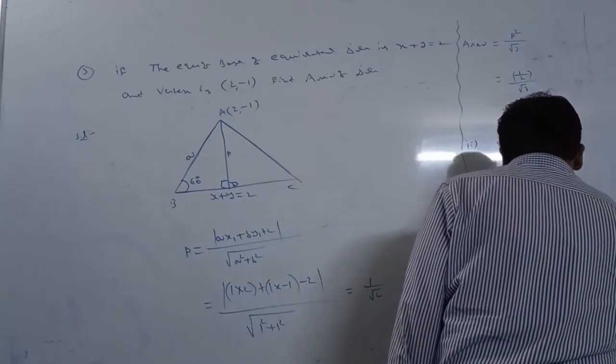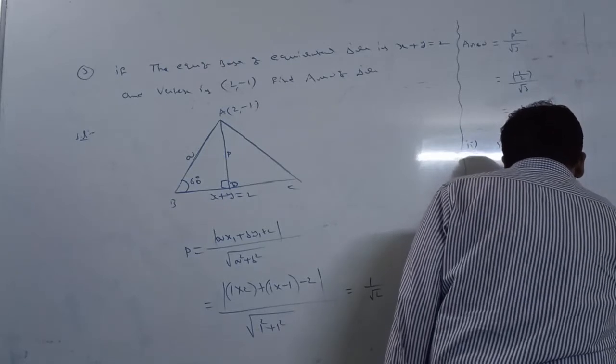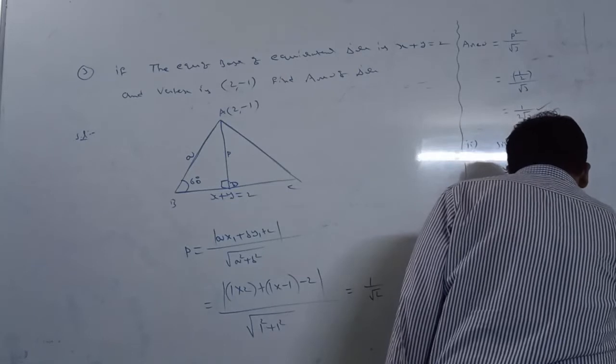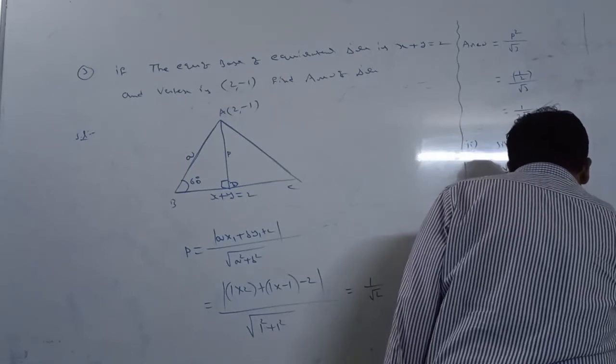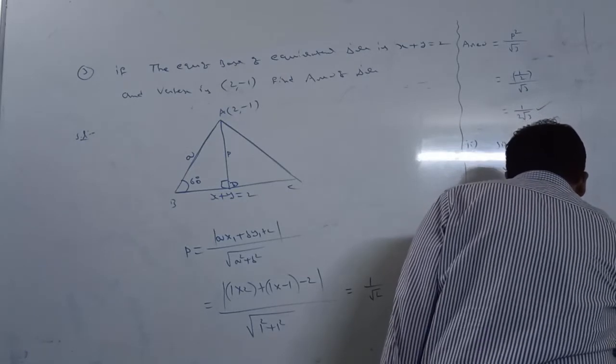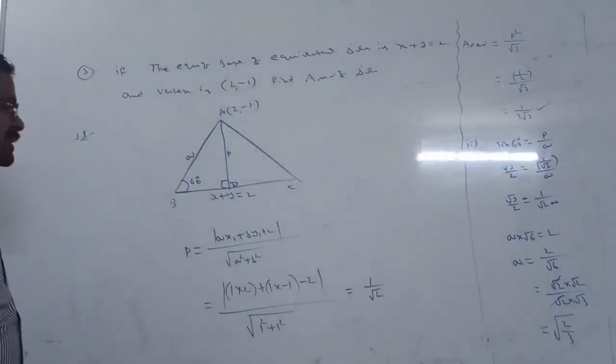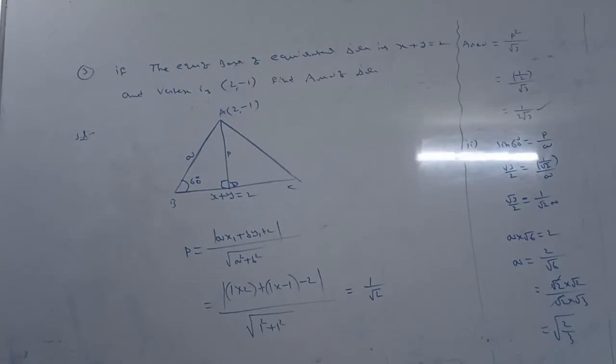Root 6 means root 2 into root 3. Root 2 cancel. So A equals under root of 2 by 3. That is the length of the side of the equilateral triangle.